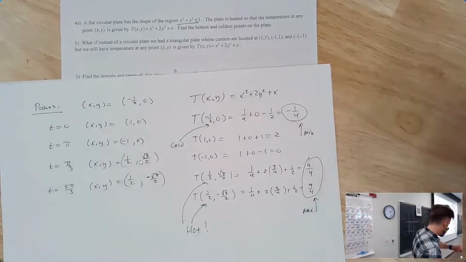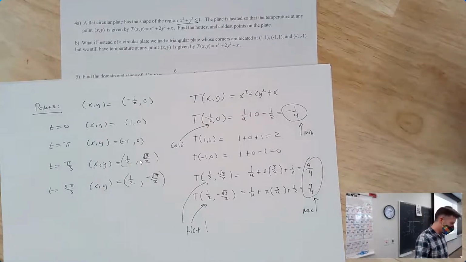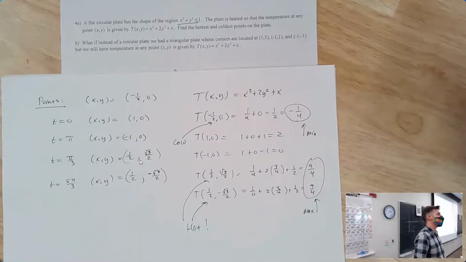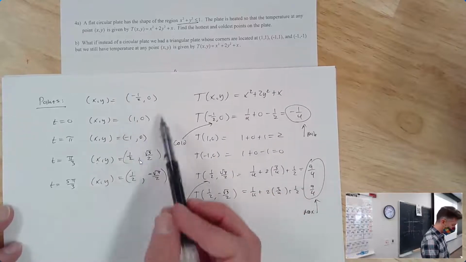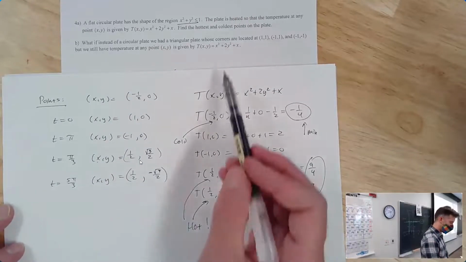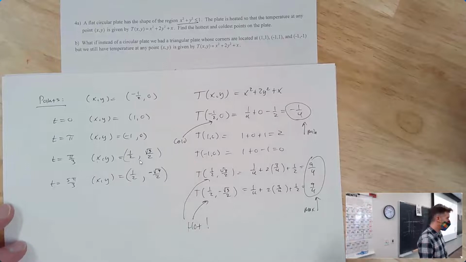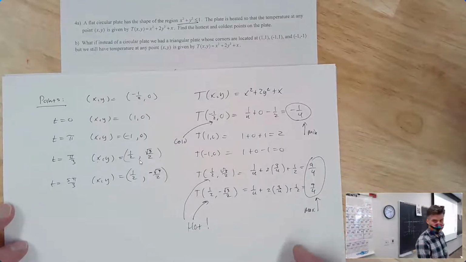But I do think a better question, or maybe not a better question, but maybe an easier, no, I don't even know if easier is the right word. A different question would be to ask this question, but instead of having the circular region, have a triangular region, which isn't going to be that much more work. So let's go ahead and do that one as well.